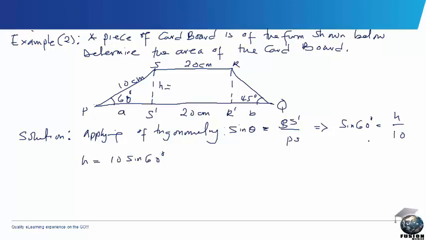When you multiply out, making h the subject of the formula, and punch this into your calculator, you will have that h is equal to 8.66 centimeters. So the height is 8.66 cm. Having determined the height, we need to find the parts.